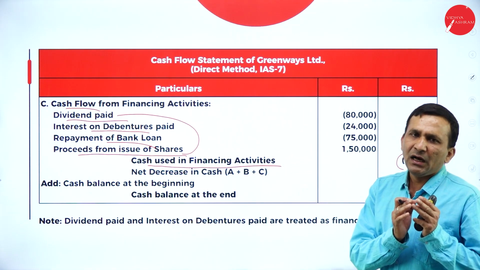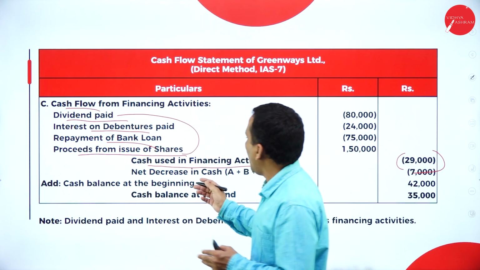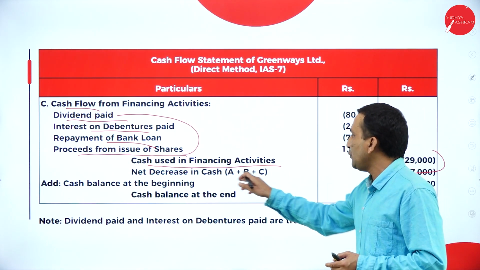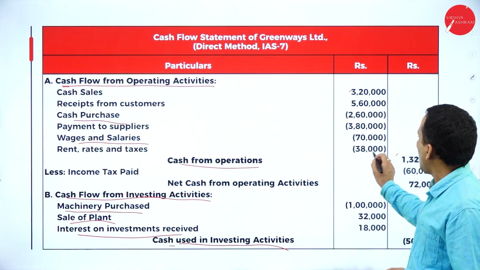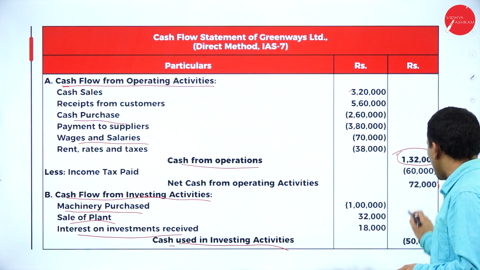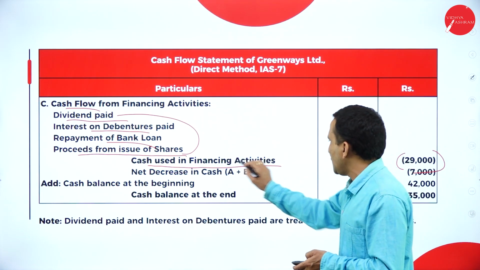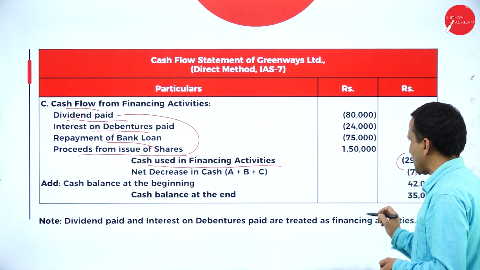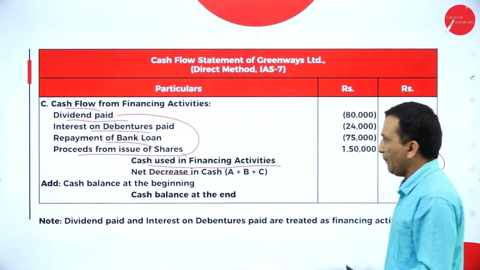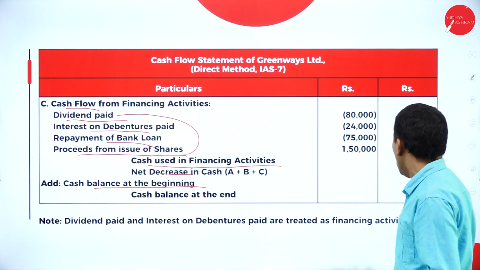Now we will take the three categories: operating activity A, investment activity B, and the last one, financial activity C. If you adjust from the operations, we got 1,32,000. From the investment, we need to subtract 82,000. Again, from the financial activity, if you subtract 29,000, the difference 7,000 we are getting, which is a net increase in the cash flow. Now, in the question it is clearly given, opening cash balance available is 42,000.